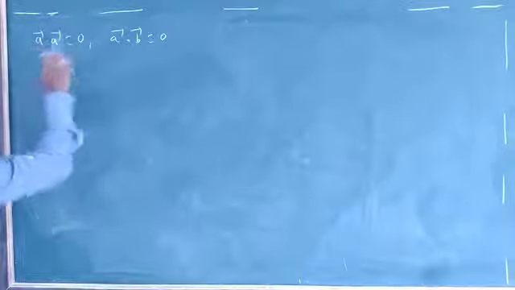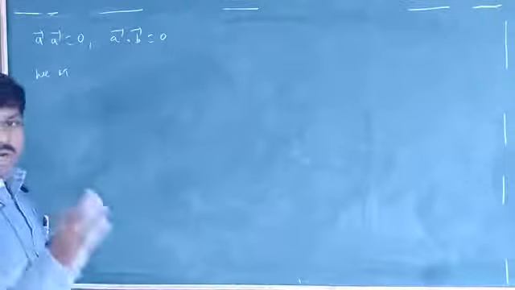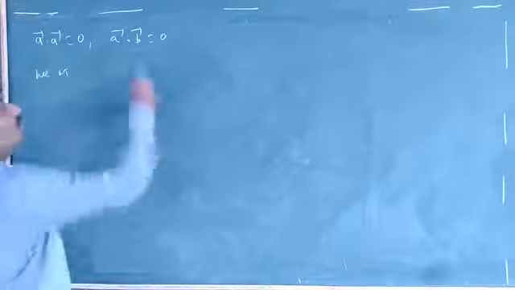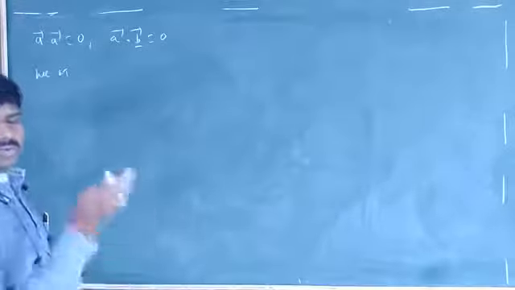Here a bar dot a bar equal to 0 is given. A bar dot b bar is equal to 0 is given. What can you conclude about this vector b bar? A bar dot b bar equal to 0 we get now. What about the vector b bar is asking? To know about that one, what is given here?